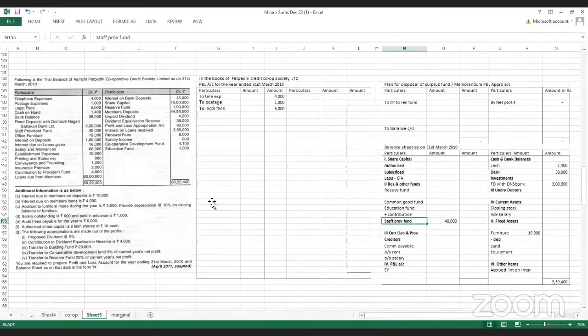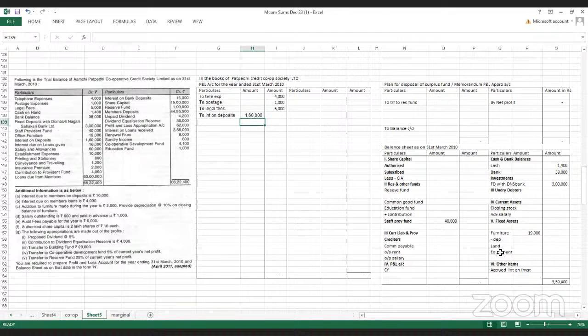Then interest on deposits. It's our expense, so it will appear on the debit side of the P&L. So interest on deposits. We accept deposits from members, so on that we have to pay interest. The adjustment was there, we just saw. So 1,60,000 I'll post on the debit side, and I'll give one or two lines for that.